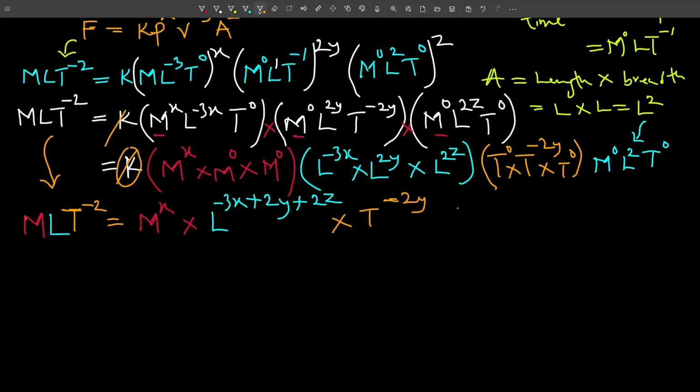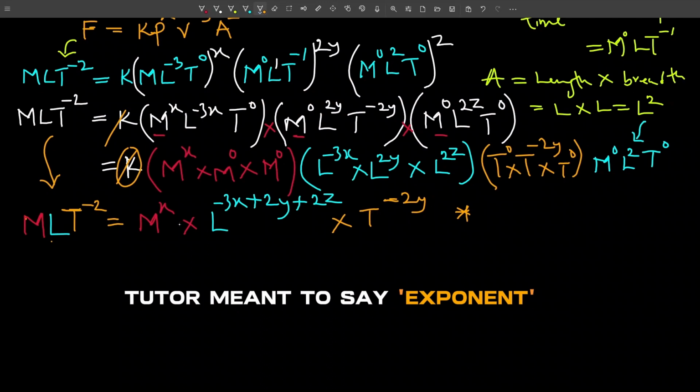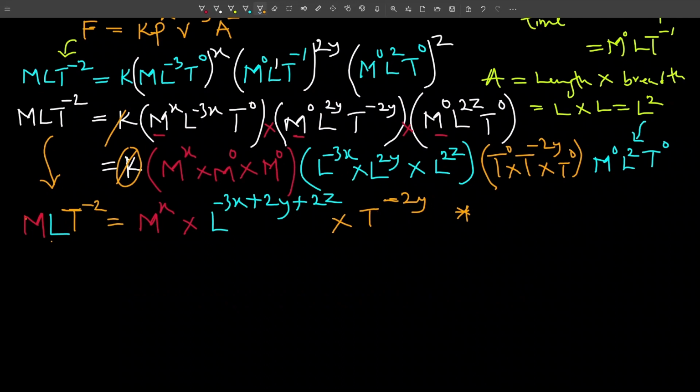From this point, we can simply compare the coefficients. If you look at m, you have m, you have l, you have t, and compare their coefficients. M here is carrying an invisible 1 raised power 1. So if you compare m raised power 1 equals m raised power x, and cancel m, what do you have? X equals 1. Very simple.